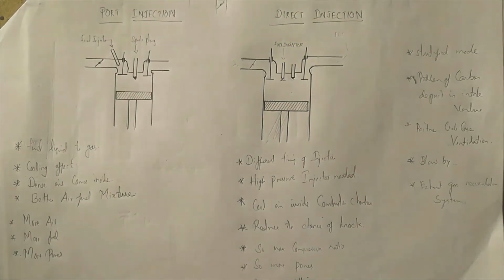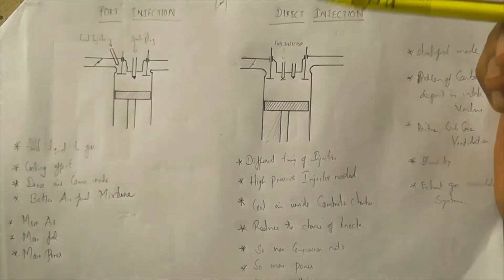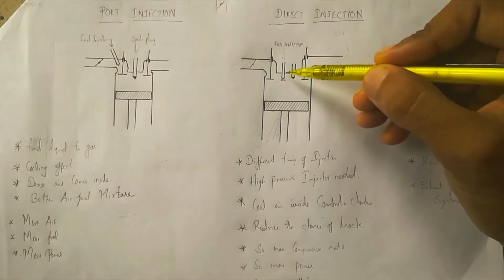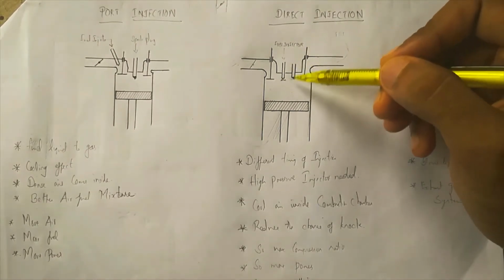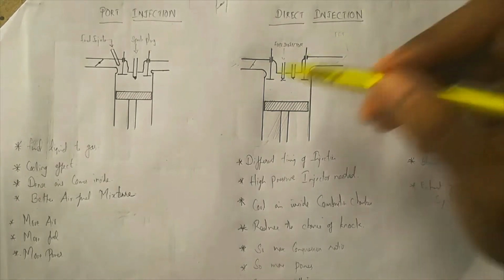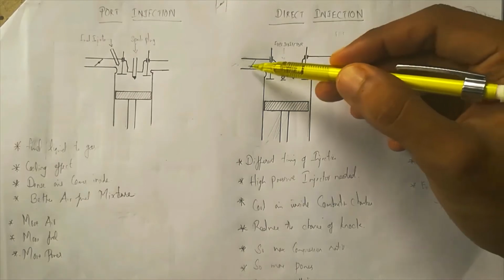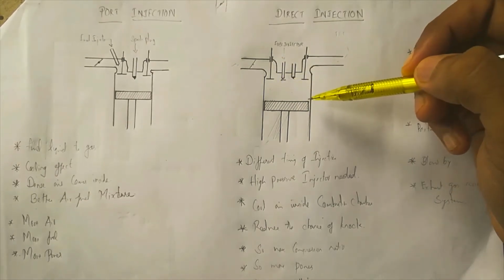So initially, port injection was used first, and then a new invention came: direct injection. In direct injection, we use the fuel injector exactly above the combustion chamber on the cylinder head. As in a normal suction stroke, the intake valve will be opening and air will be coming inside.